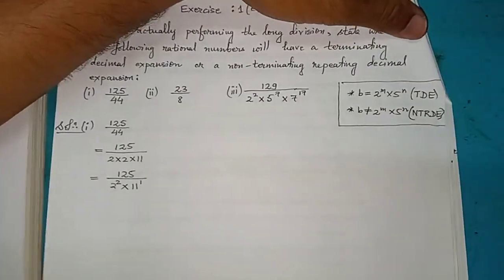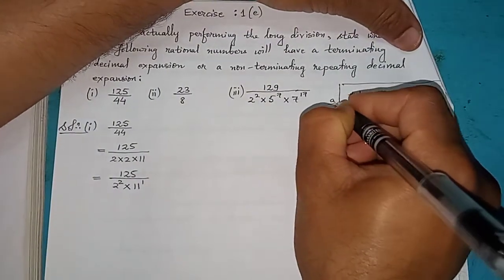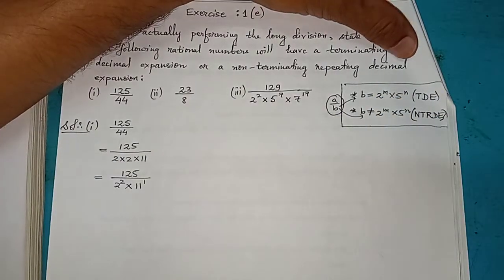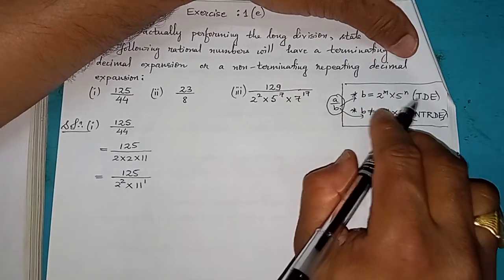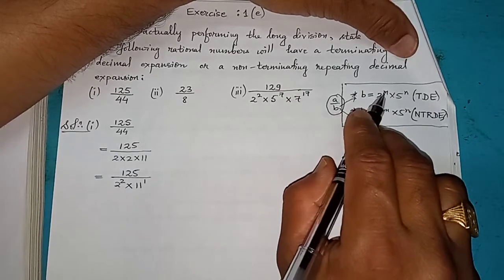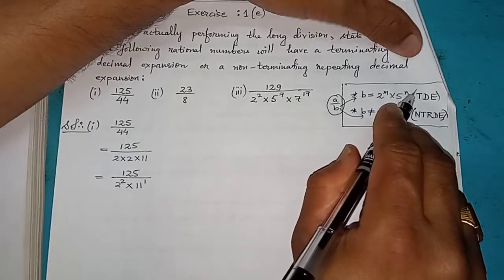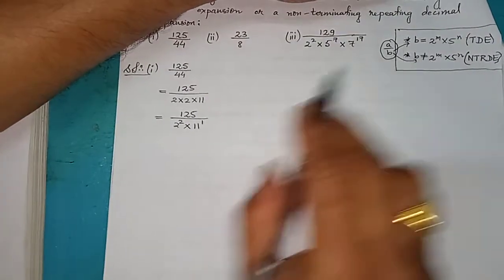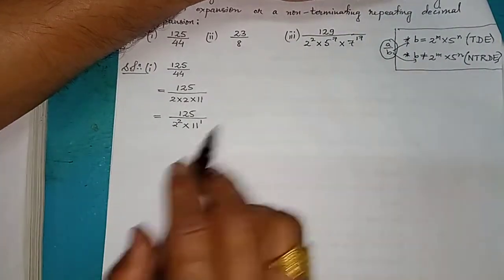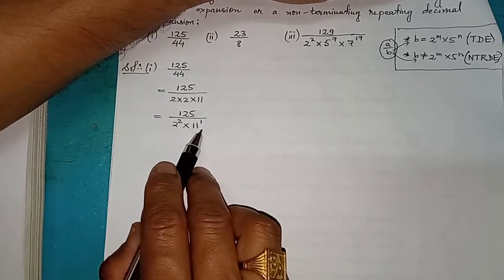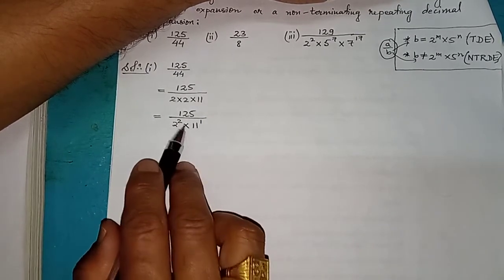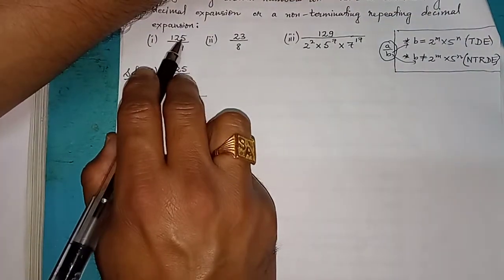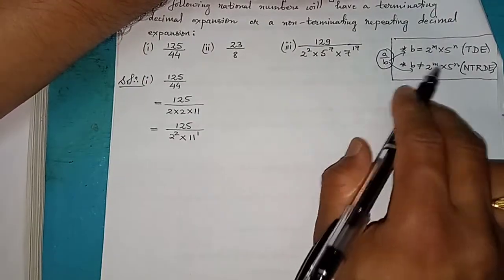Remember the condition? For any rational number a by b, b should be in this form. If the denominator is strictly in this form, then it will be terminating. The form should be that there should be 2 and 5, and no other prime number. But look, 2 is there, but 5 is not here, and moreover 11 is there. 11 is another prime number. That means if you look at this denominator, clearly it is not in this form. For this given rational number, we can see that the denominator b is not in this form.